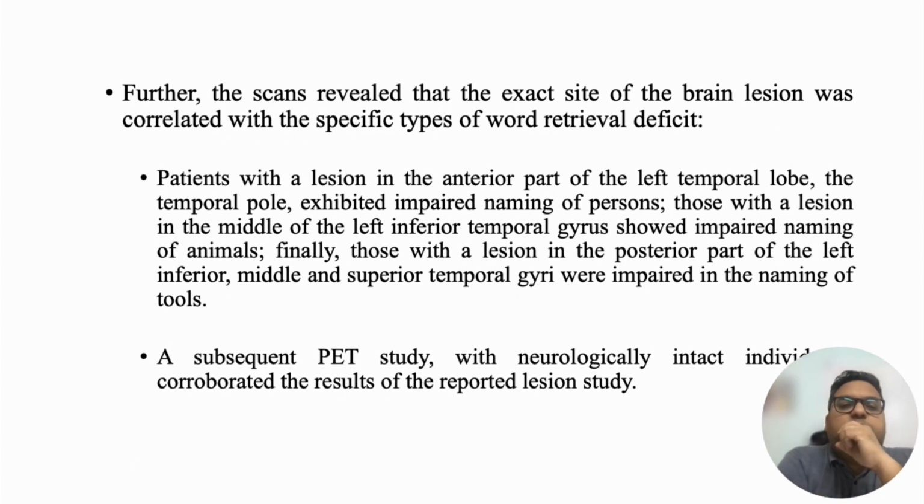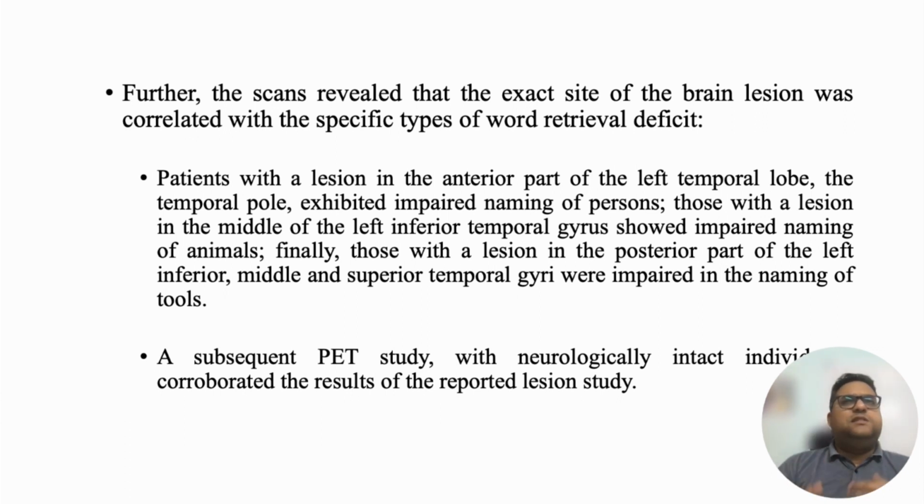Now, just to recount the results that they found in the study, patients with a lesion in the anterior part of the left temporal lobe, the temporal pole that is, exhibited impaired naming of persons. Those with a lesion in the middle of the left inferior temporal gyrus showed impaired naming of animals. Finally, those with lesions in the posterior part of the left inferior and middle and superior temporal gyri were impaired in naming tools. A subsequent PET study with neurologically intact individuals also corroborated the results of the present study.